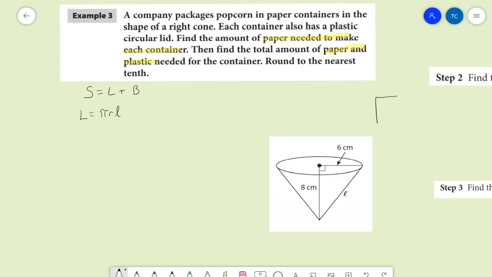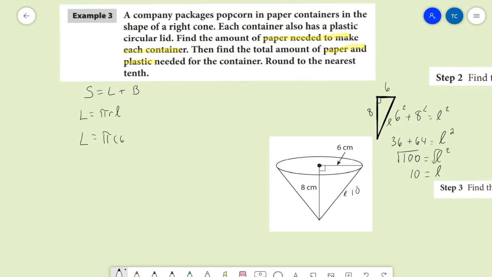Shouldn't be too difficult. We're going to have 6, 8, 6 and 8, and this is a Pythagorean triple, but we'll go through it anyway so we can see for sure. We got 6 squared plus 8 squared. That's going to equal the slant height squared. And we got 36 plus 64, still equaling the slant height squared. That's going to be 100 equals slant squared. That's going to be 10 equals the slant height. Okay, so we know the slant height is 10 now, so now we can fill this out. We know the radius, pi times the radius, which is 6, times the slant height, which is 10, and that's going to be 60 times pi. Now that's how much paper we're going to need.